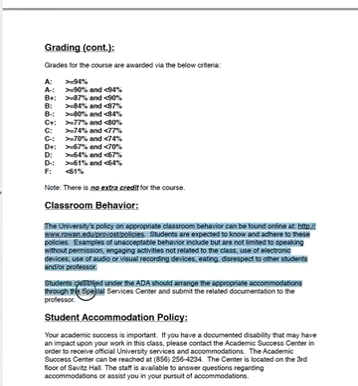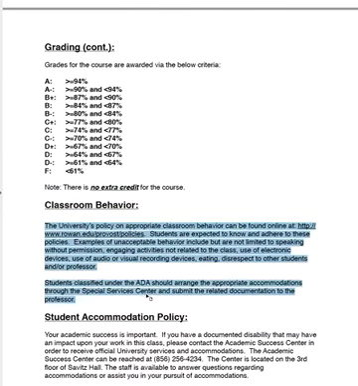Classroom behavior: just realize that I expect people to act like adults. Be sure that you go to the website here, the web link here about the policies on student behavior, and you're expected to adhere to them. So realize that you should turn off your electronic devices. I don't expect people's cell phones to be going off during class, etc.